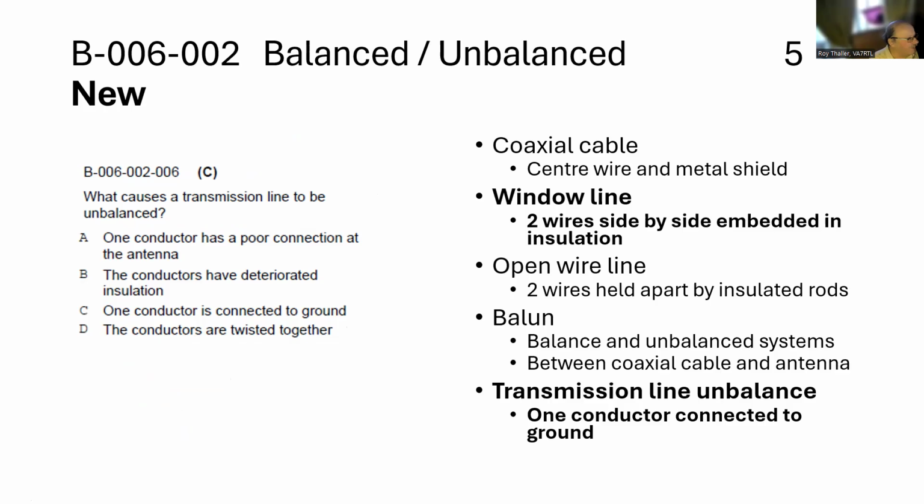A new question. What causes a transmission line to be unbalanced? In this case, the answer would be C. One conductor is connected to ground, and that's usually the shielded material. The shield of the coax cable is connected to ground, so it makes it an unbalanced system.